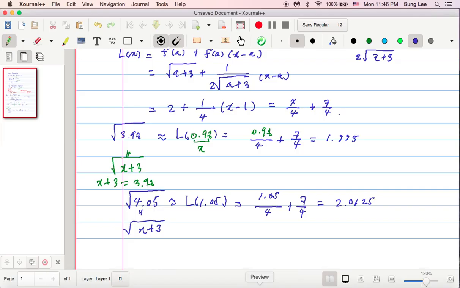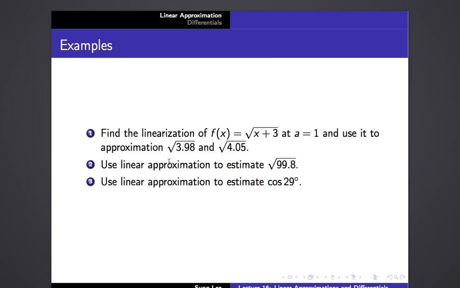All right, so what's the next question? The next question is to use a linear approximation to estimate square root of 99.8. You see a difference here between this question and the earlier question. In the earlier question, the value a was given. But in this case, we don't have the value a given. So what do we do? You will have to decide what a is.